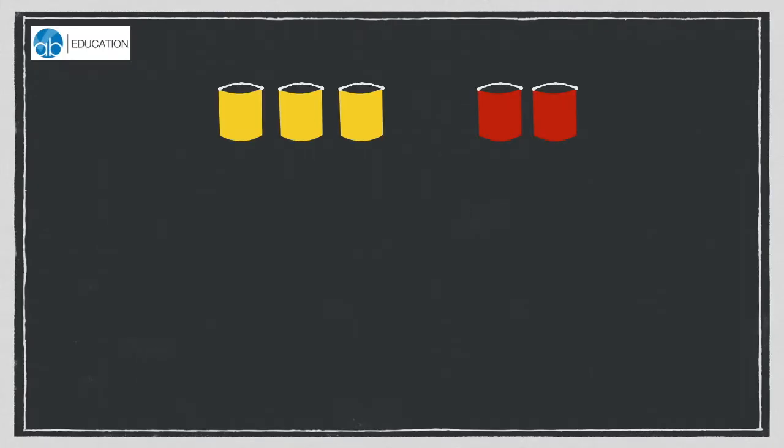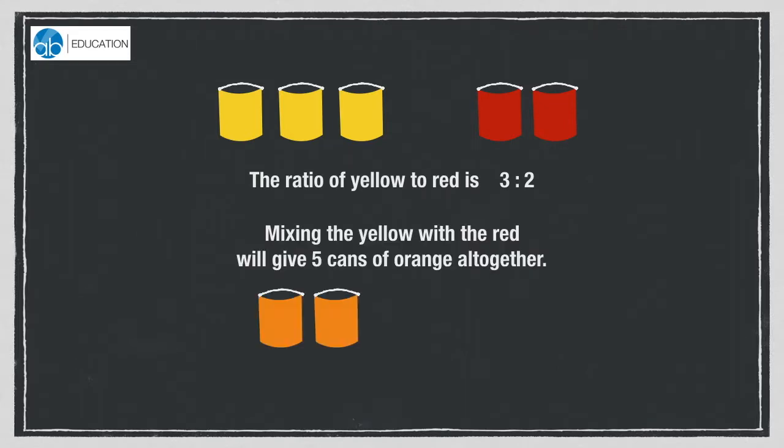We have some cans of red paint to mix with some cans of yellow paint, and we use 3 cans of yellow paint and 2 cans of red. So the ratio of yellow paint to red paint is 3 to 2. And you can see that mixing the yellow with the red will give 5 cans of orange altogether.